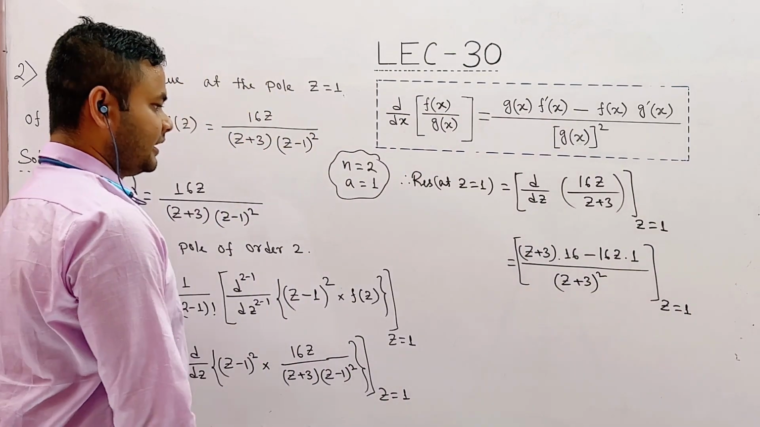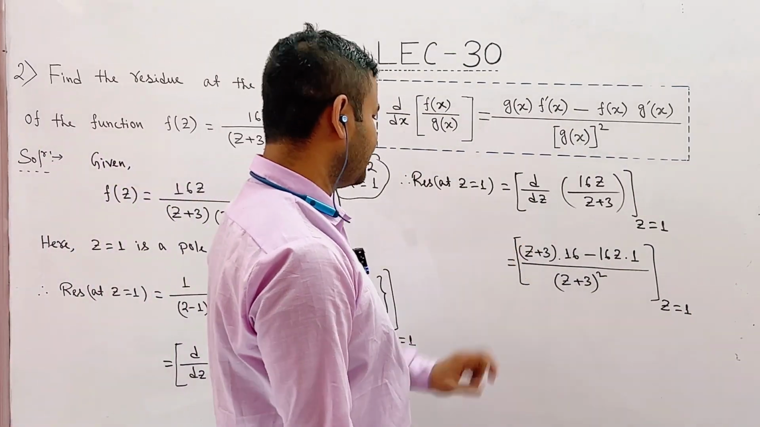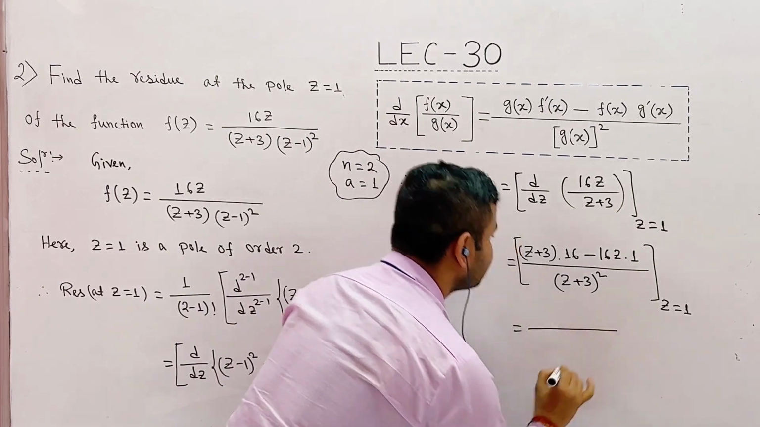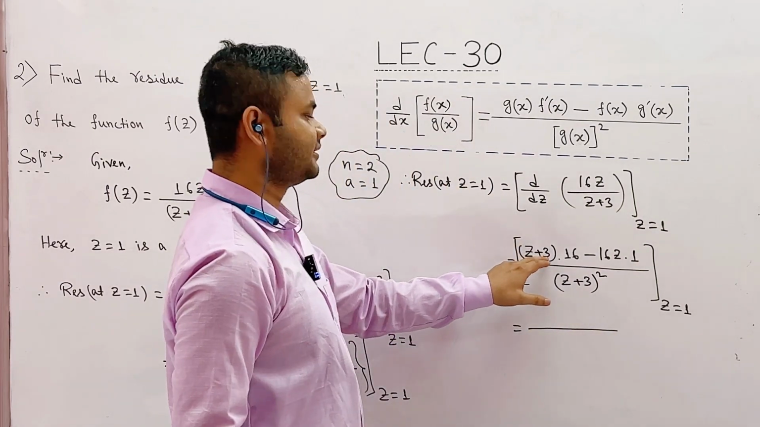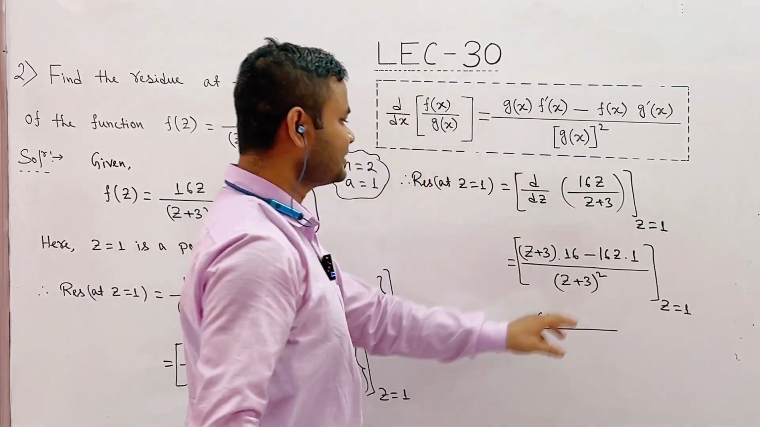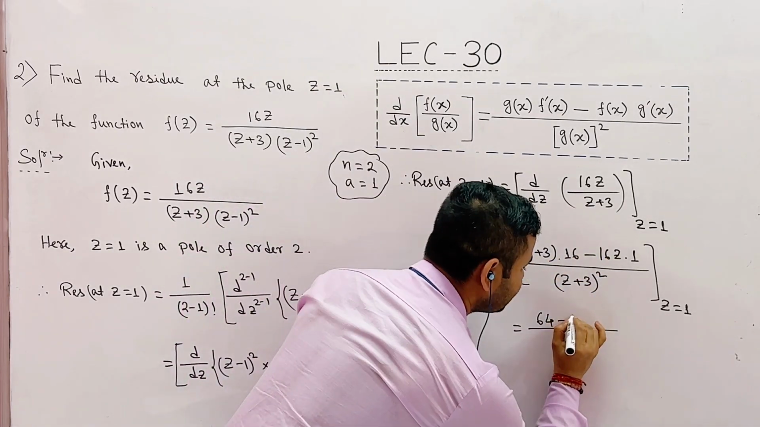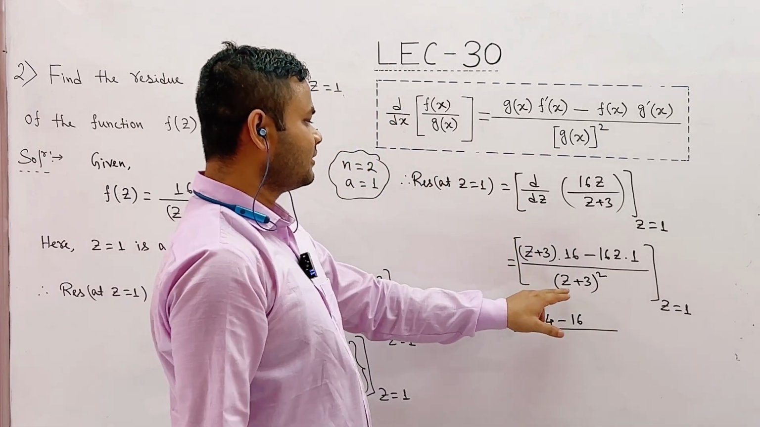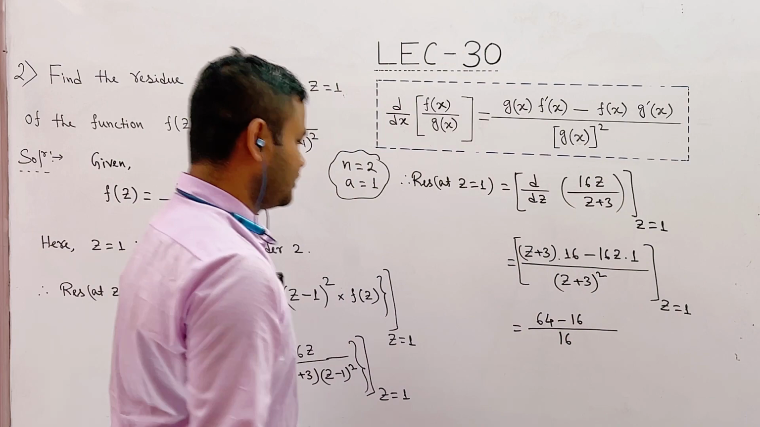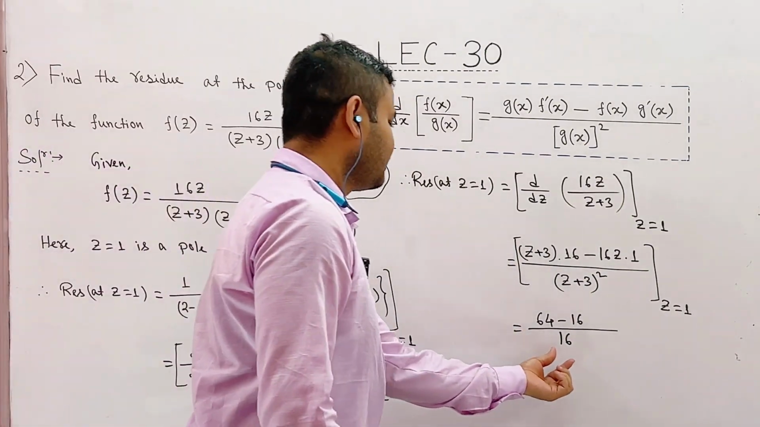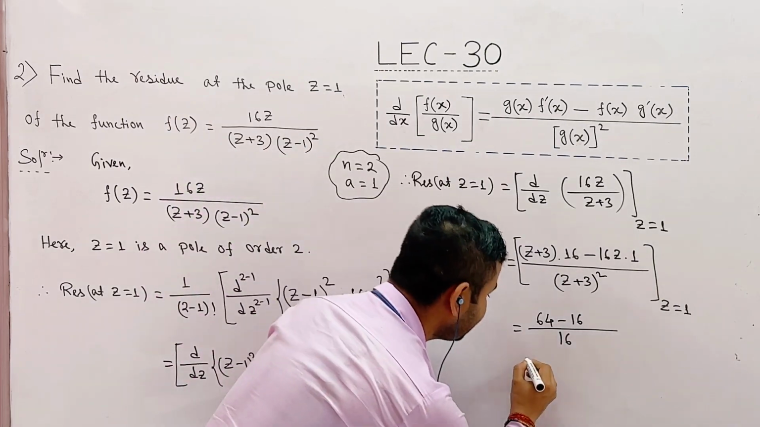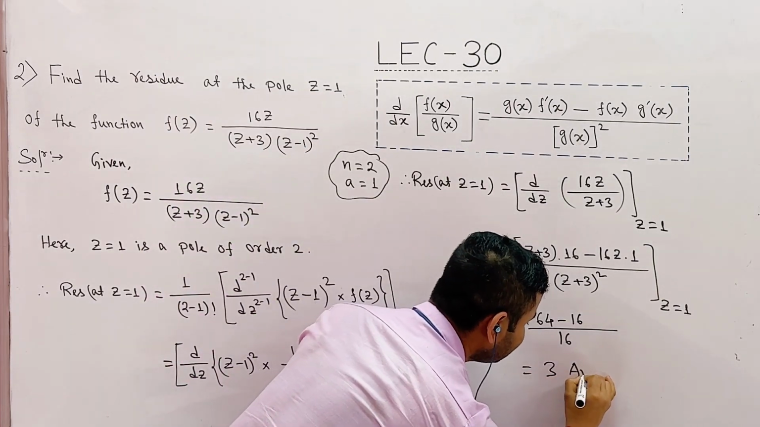Now, let us put z equal to 1 here. So, we will get 1 plus 3, 4. 4 into 16, 64 minus 16 into 1, 16 divided by (1 plus 3) whole square. 4 square means 16. So, after simplifying this term, we will get residue at z equal to 1 as 3. So, this is the answer.